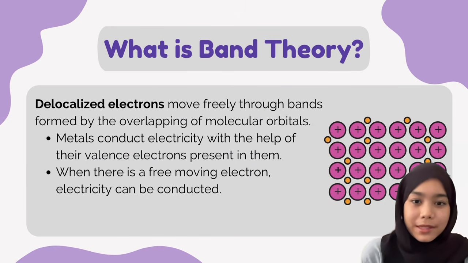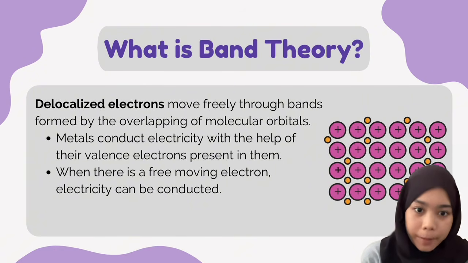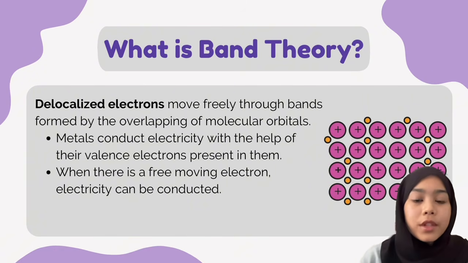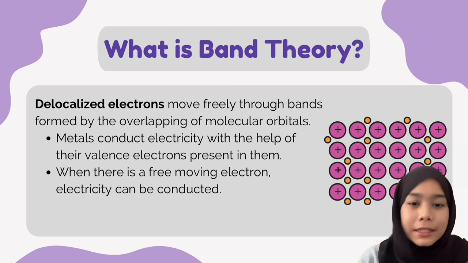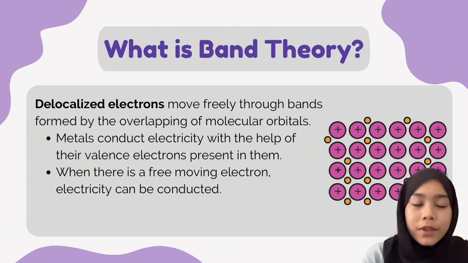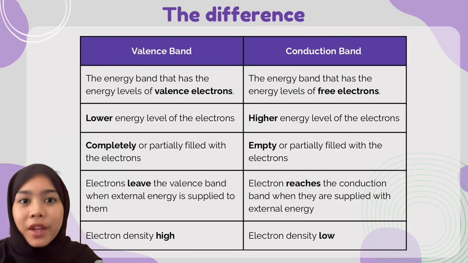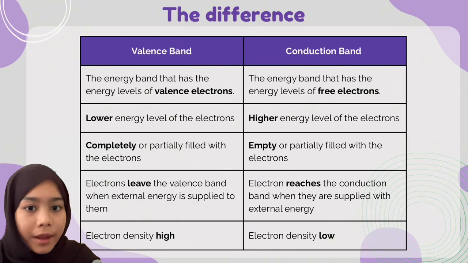What is band theory? Band theory says that delocalized electrons are able to move freely through bands formed by the overlapping of molecular orbitals. So metals conduct electricity with the help of the valence electrons present in them. When there is a free moving electron, electricity can be conducted. Band theory gives us a way to understand conductivity even better. There are three important bands that we have to know in band theory. The first one is the valence band, the second one is the conduction band, and the third one is the band gap.